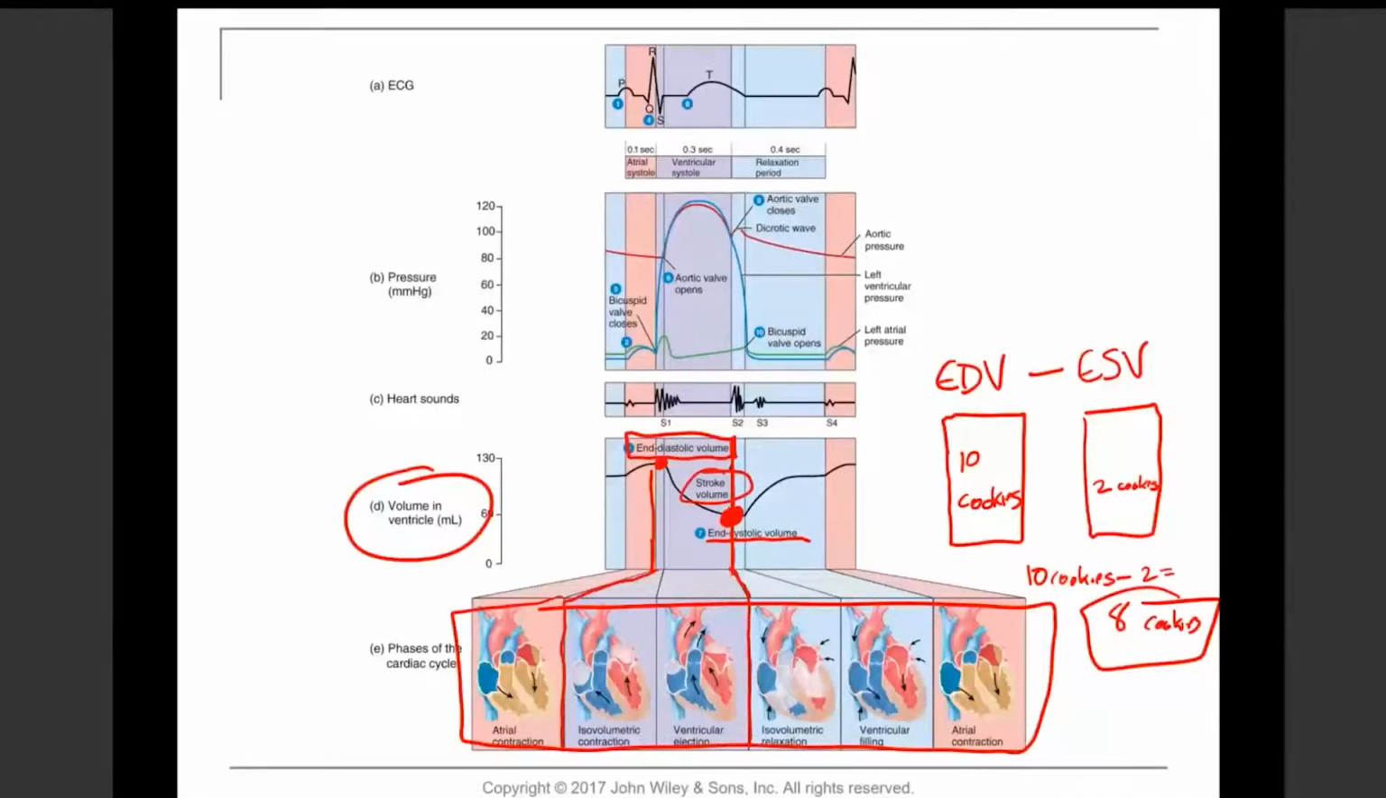So Teresa's asking, EDV is preload and ESV is afterload? No, although I can see where you can confuse the terms, that's not where afterload and preload relate to, okay? We'll talk about that in just a little bit. Might be getting a bit ahead of this, but it relates to stroke volume, and we'll talk about what preload and afterload are in just a little bit, all right? Does everybody understand how we calculate stroke volume then? So end diastolic volume minus end systolic volume, right?